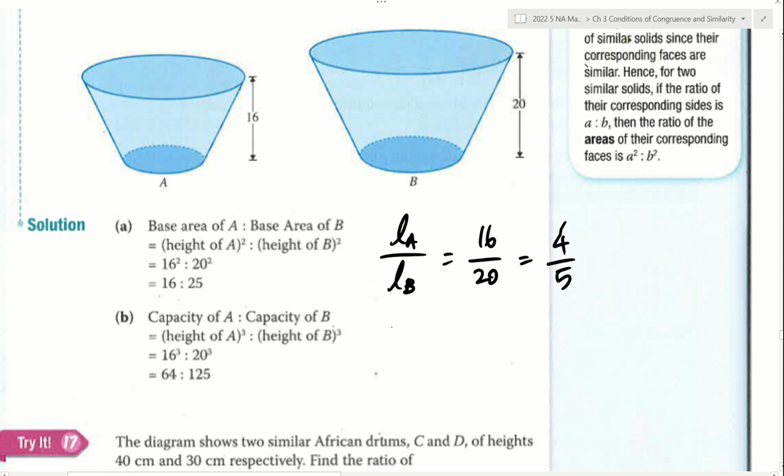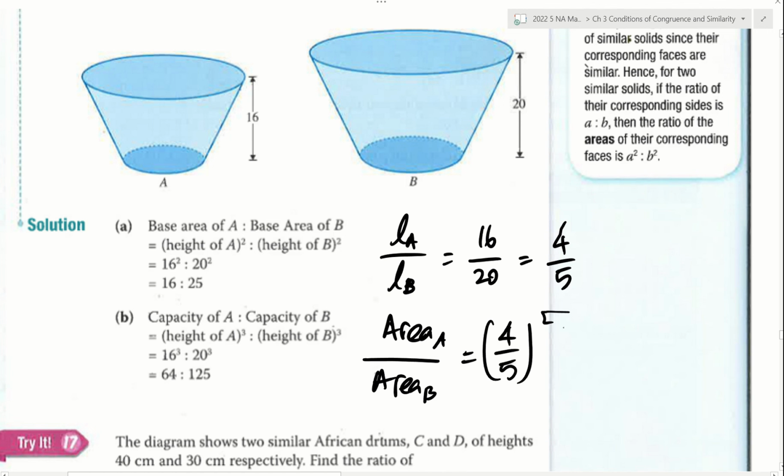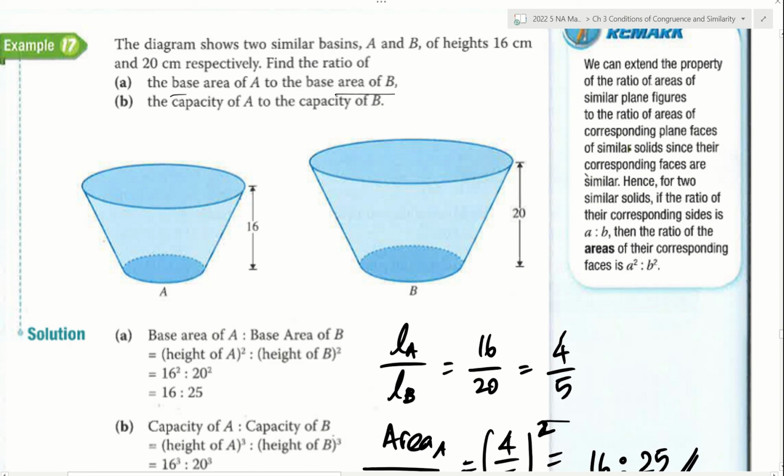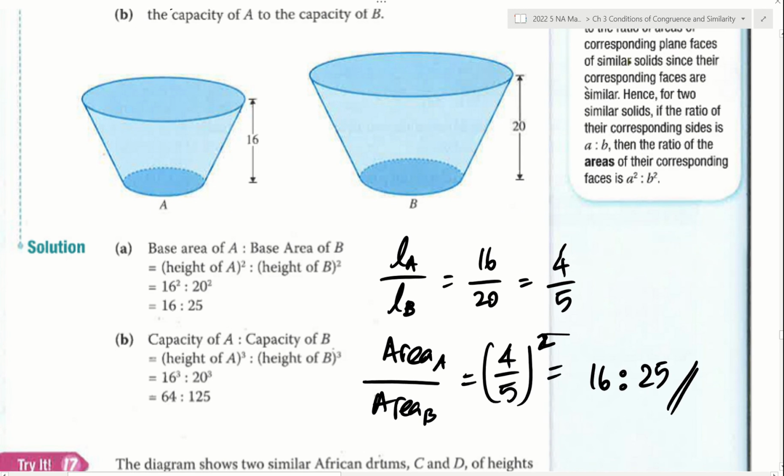Now, what about area A over area B? That has to be 4 over 5 squared. And we get 16 to 25. Done. Ratio of area. Then we go on to talk about capacity. That is ratio of volume this time. Ratio of volume, simple lah. Change the area to become volume. Change the square to become cube. The answer will also change. 64 to 125. Done.